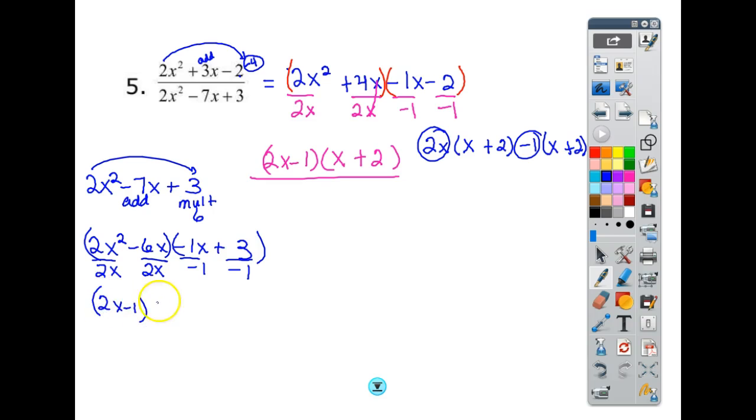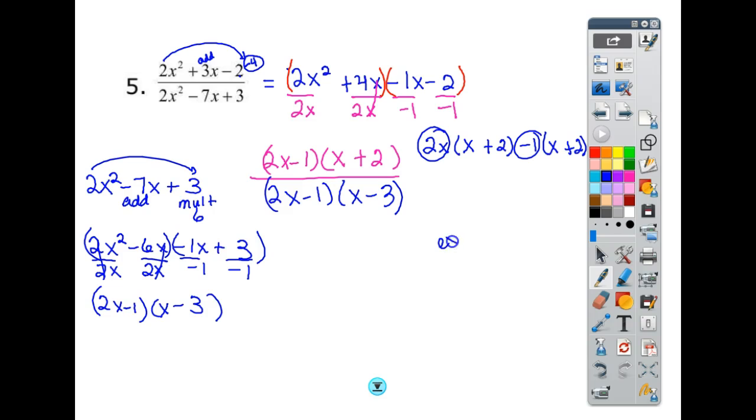When I divide them, I get x, because those cancel out, and I get minus 3, because those cancel out, and I get x minus 3 here. So on the bottom, in the denominator, I get 2x minus 1 and x minus 3. Okay, so we're making progress.